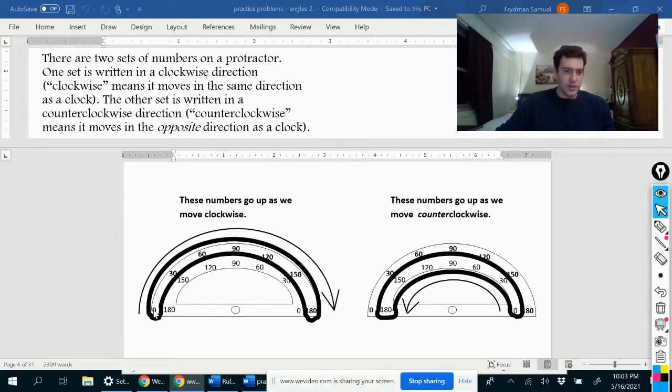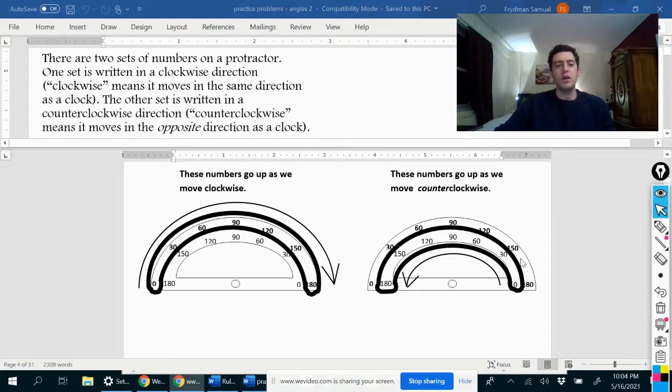So these numbers over here are going up in the clockwise direction, and this set of numbers over here is going up in the counterclockwise direction. Counterclockwise just means the opposite direction that a clock moves. Okay, so clockwise means it moves in the same direction as a clock. All right, we talked about that. The other set is written in a counterclockwise direction. Counterclockwise means it moves in the opposite direction as a clock. Okay, so we talked about both of these, and we talked about this and this as well.